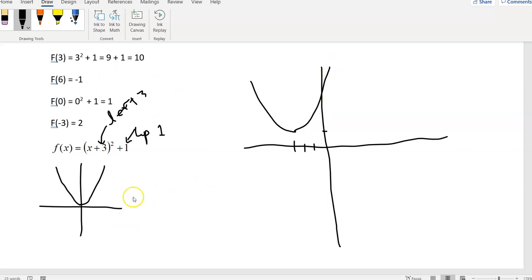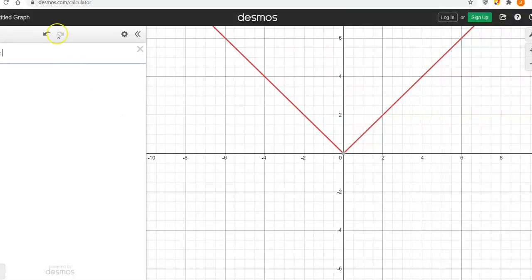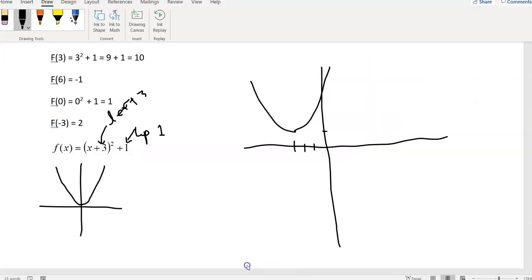All right. So let's do the same thing with the second one. Now, I think there was some stuff to fill in there. So it has the shape of the function y equals x squared or f of x equals x squared, whichever way you want to say it, but it shifted 3 units left and 1 unit up. All right, now let's look at this one. And let's do the same thing to it. I might need to open a new sheet.